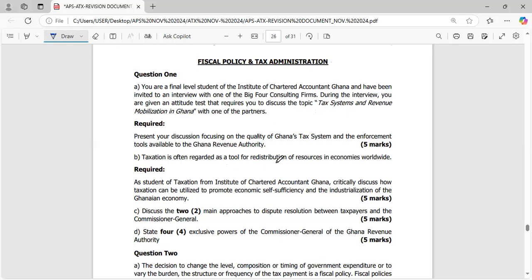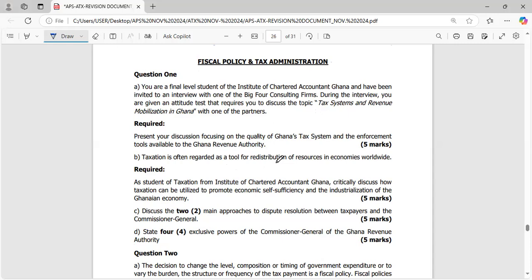Taxation is often regarded as a tool for distribution of resources in economies worldwide. As a student of taxation from ICAG, critically discuss how taxation can be utilized to promote economic self-sufficiency and the industrialization of the Ghanaian economy. How can you use taxation to promote economic self-sufficiency?